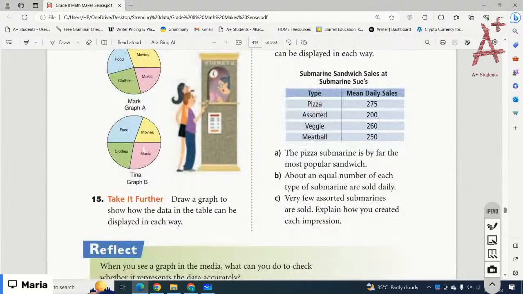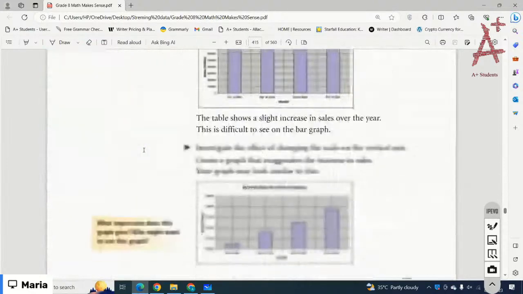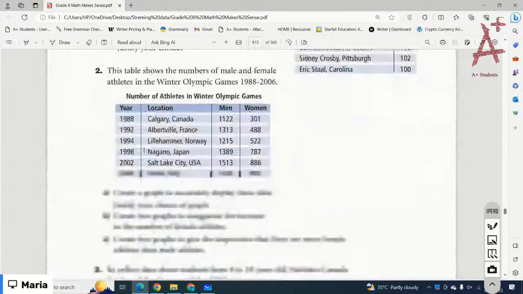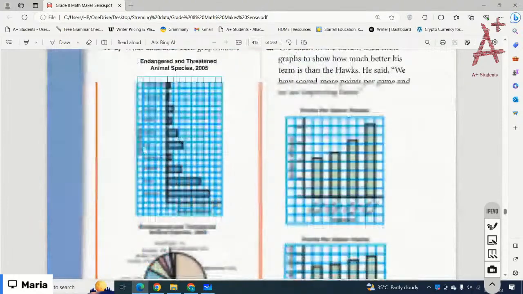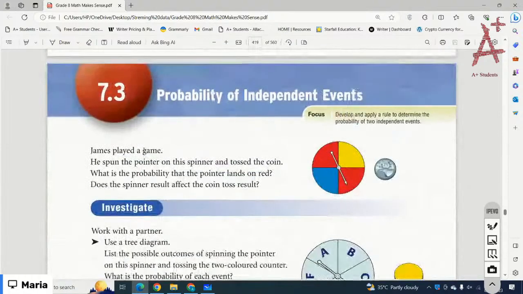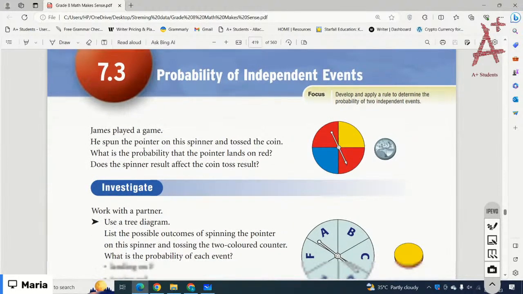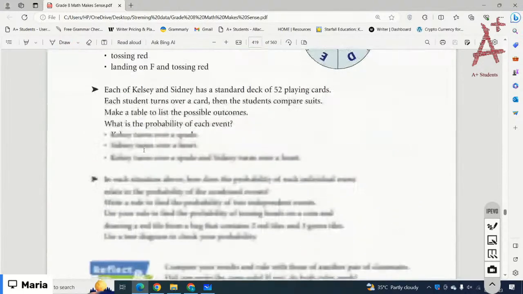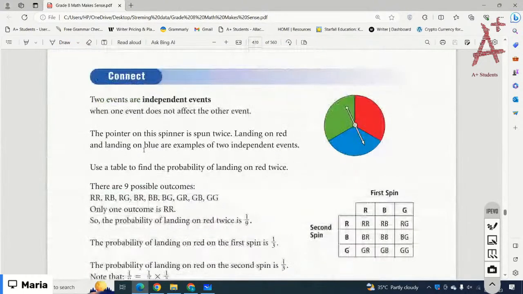Okay, let's just start with the next lesson. The next lesson is probability of independent events. Two events are independent events when one event does not affect the other event, right? These are the two independent events.